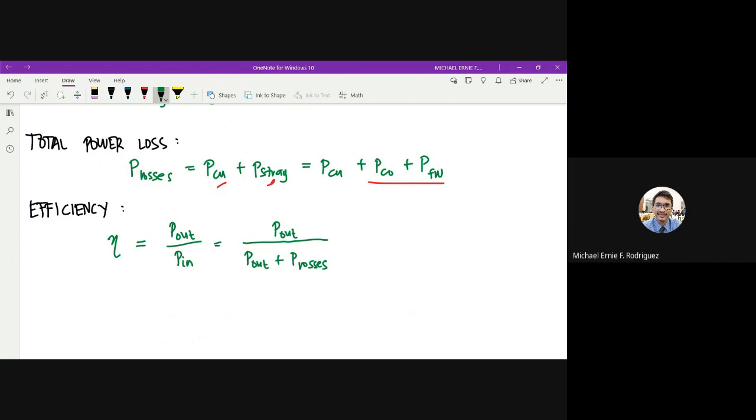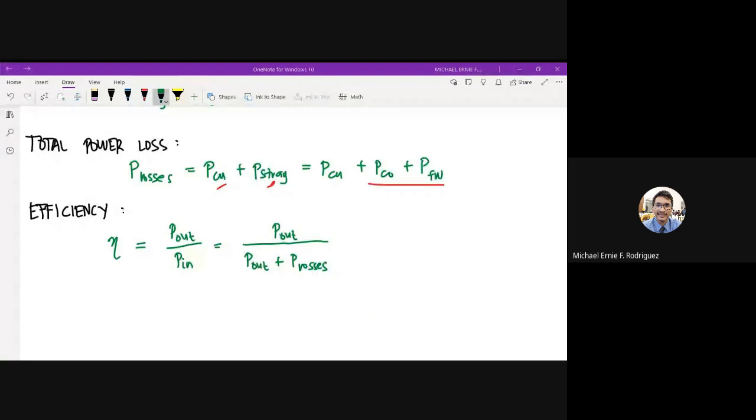Okay? So solve tayo ng problem. Sabi ko nakaraan, solve tayo ng problems. Hahaluin ko yung problems natin. Merong pag-solve sa iba't ibang types ng generator, and meron ding dalawang problem dito na kinukuha na yung efficiency ng ating DC generator.